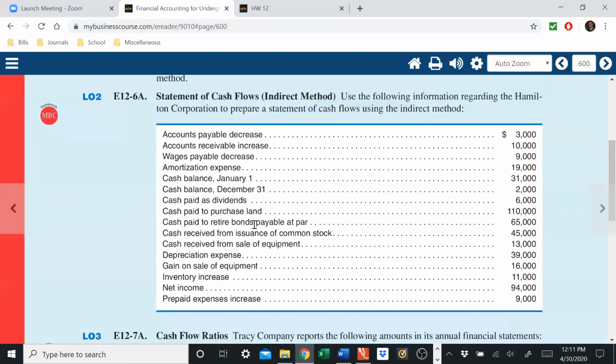What are the only things on here that we haven't taken care of? Here's a cash outflow for paying dividends, 6,000. That's financing. Here's cash outflow to retire a bond, 65,000. Here's a cash inflow from issuing stock of 45,000. So those three things are the only things left on here, and those are all financing.